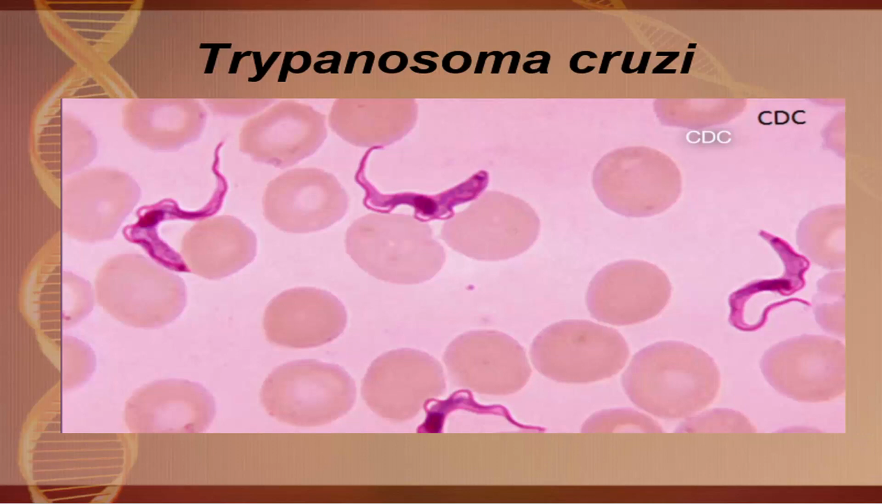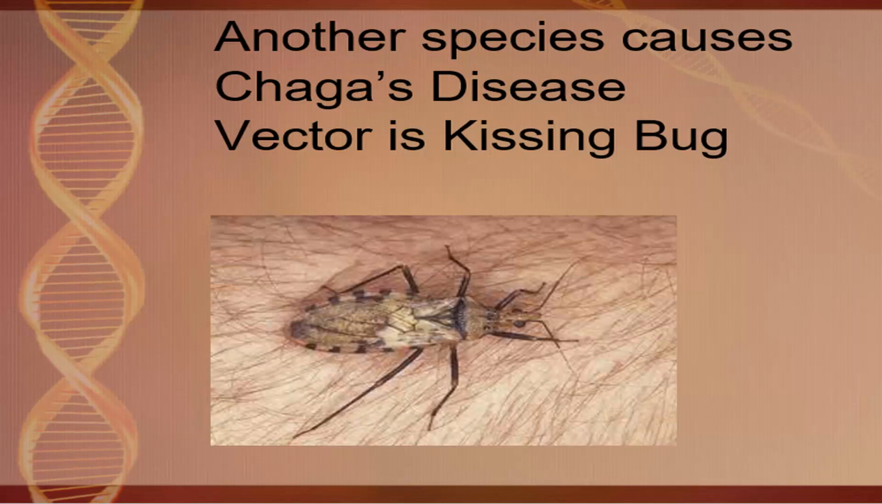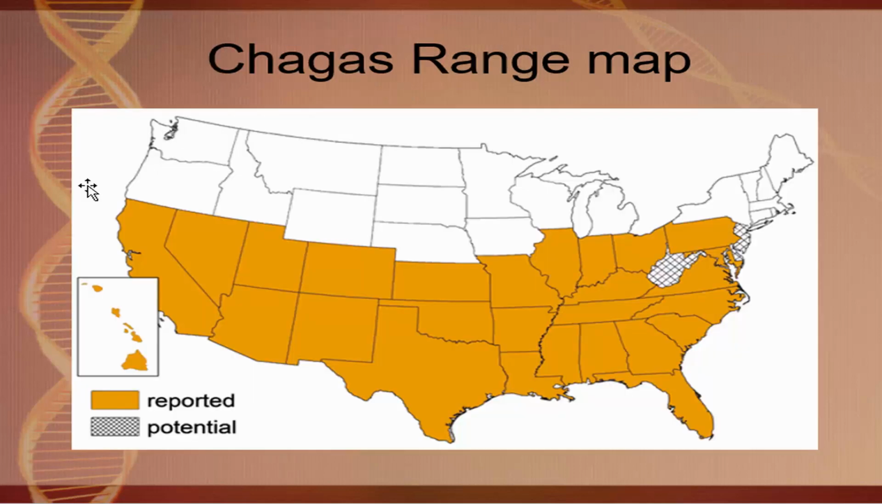There is a species of trypanosome in the United States. It's called Trypanosoma cruzi. It causes Chagas disease, and it is spread by this bug here, a kissing bug, which the females bite and suck the blood in preparation for reproducing. This is where we have documented cases of Chagas, the range map.